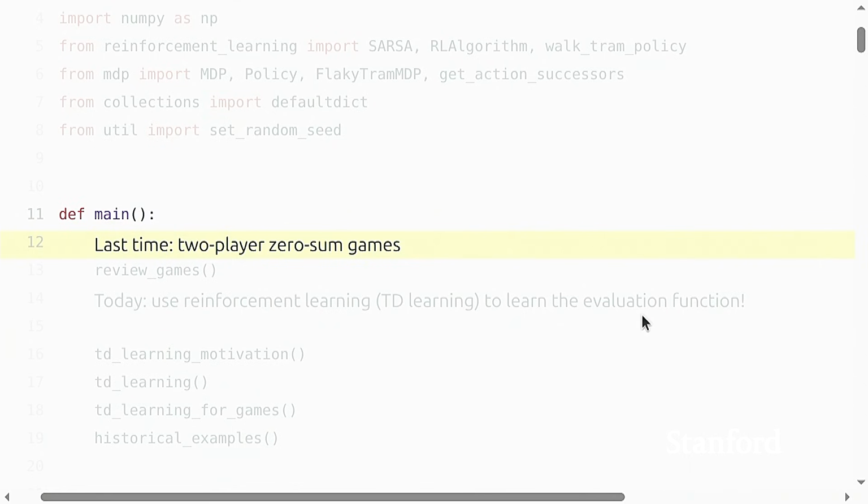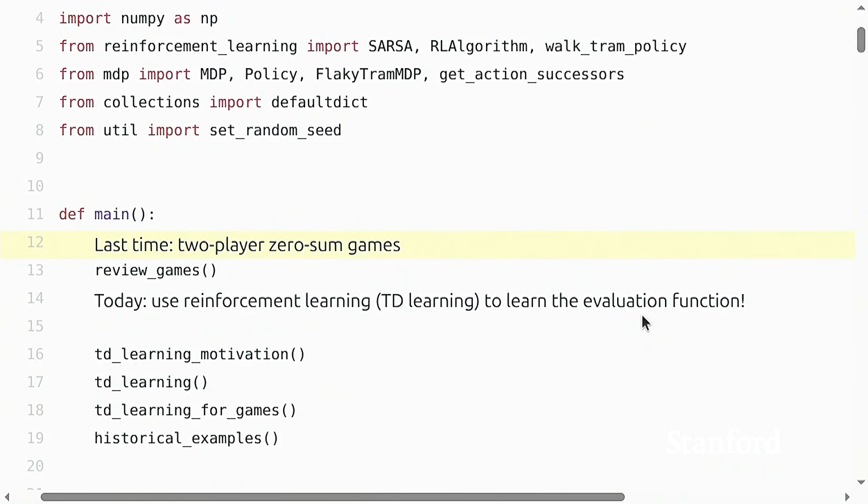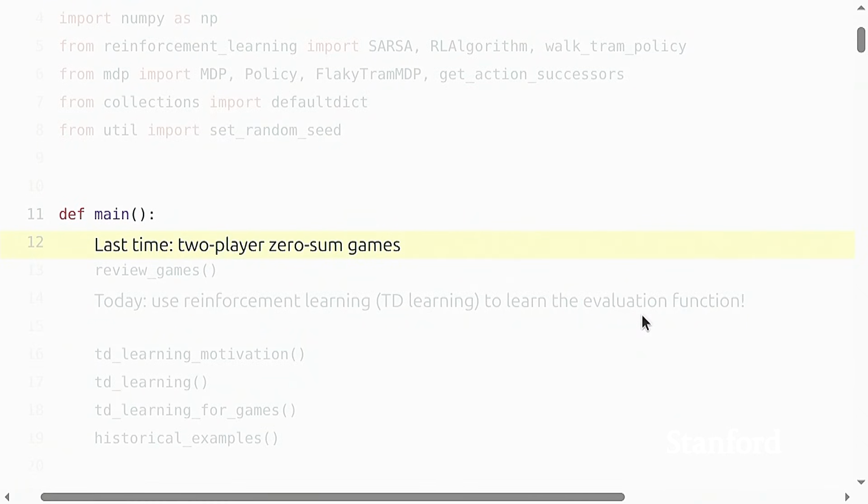So welcome back, everyone. Last lecture, we talked about two-player zero-sum games. And so we're going to review that a little bit. And this time, we're going to start bringing together reinforcement learning and games. And then we're going to actually play a few games in this class. So hopefully that'll be fun.